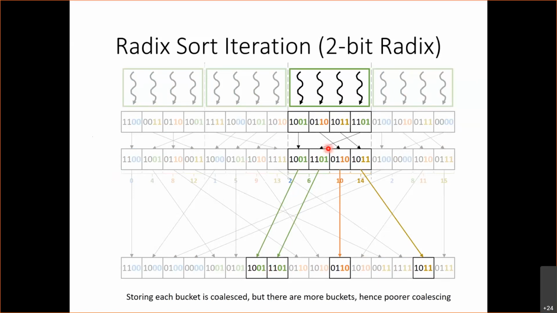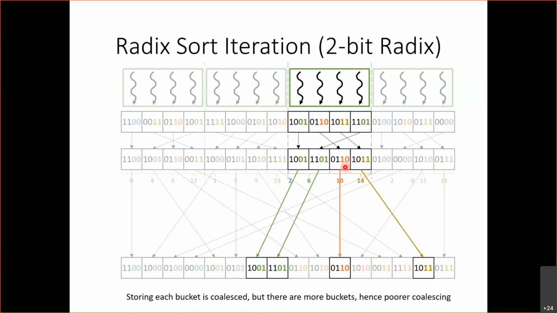Because now, instead of only having to write out two buckets, I need to write out 3 or 4 buckets. Obviously, if a thread block needs to write out to 4 different global memory locations, I'm going to have more places where I don't have good coalescing than if I just have to write out to 2 distinct memory locations. But if we do, for example, something like thread coarsening, we will improve a lot more than if we had only two buckets. Well, we will do both actually.